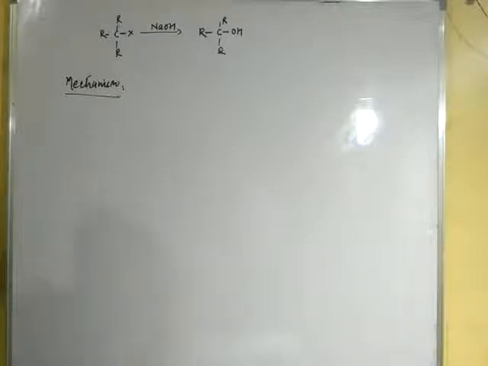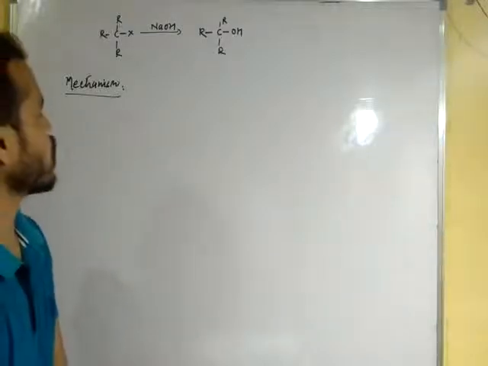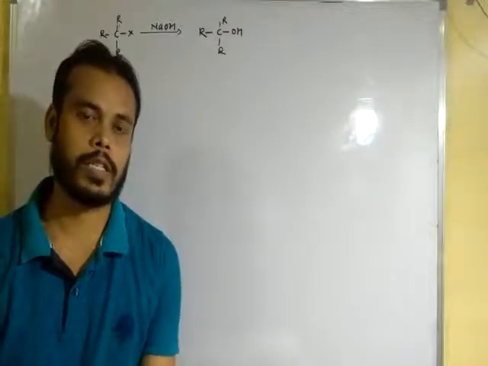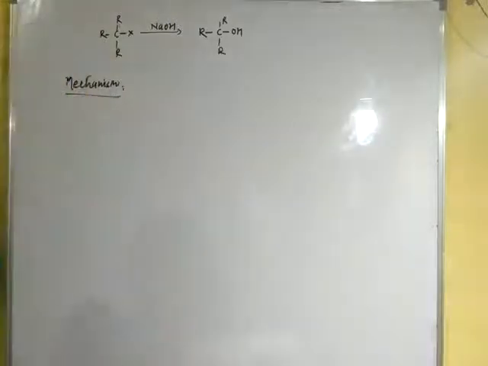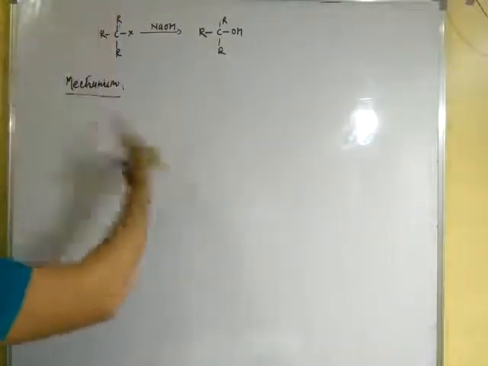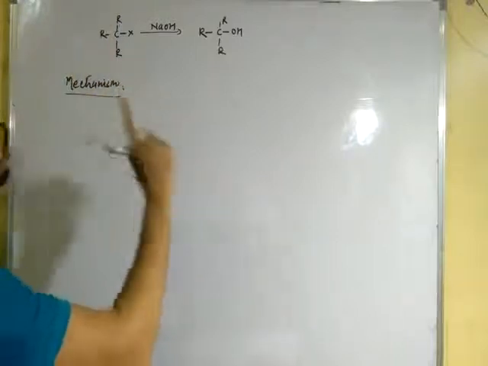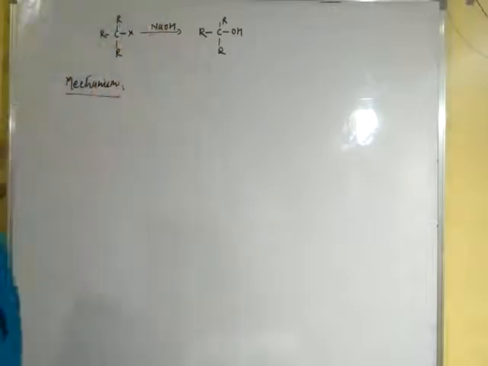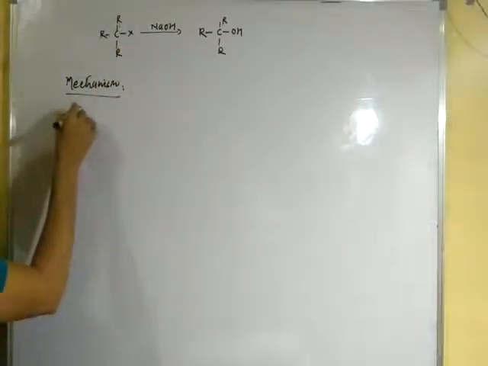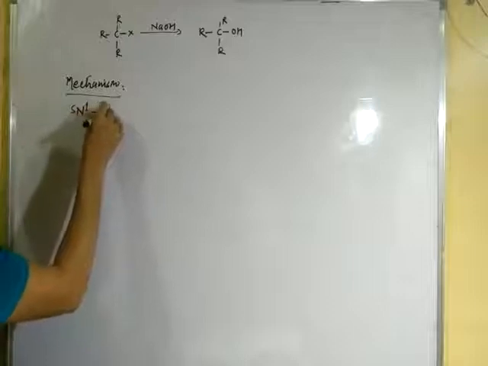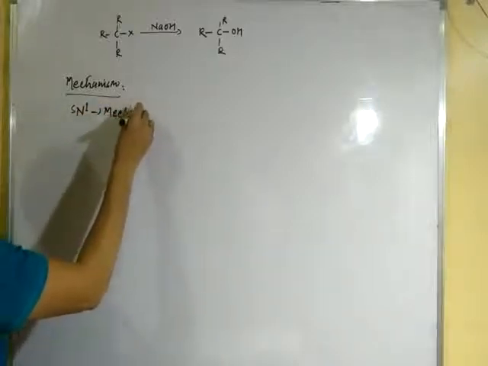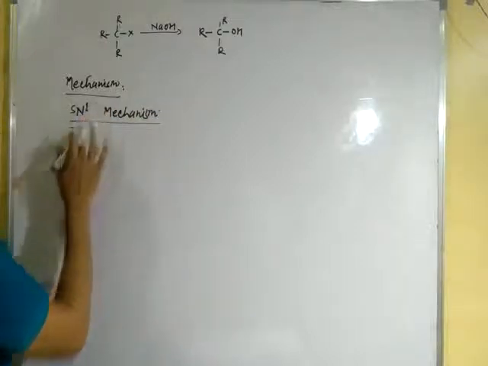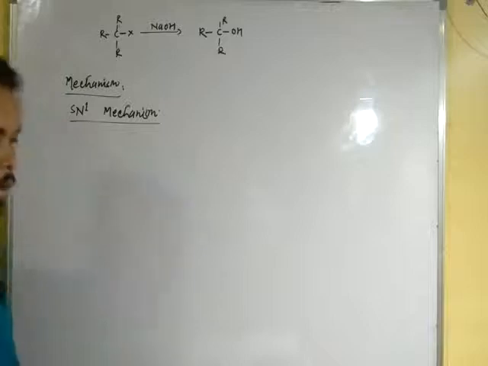All tertiary alkyl halides undergo substitution by the SN1 mechanism, or SN1 reaction. That means all tertiary alkyl halides undergo substitution reactions by the SN1 mechanism. So the mechanism of this reaction is known as the SN1 mechanism.